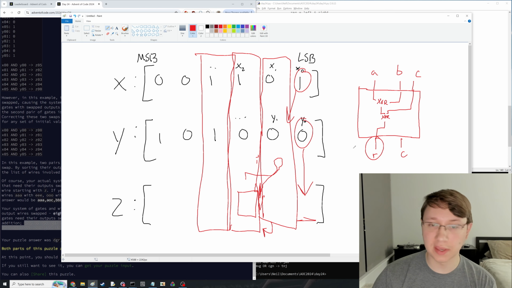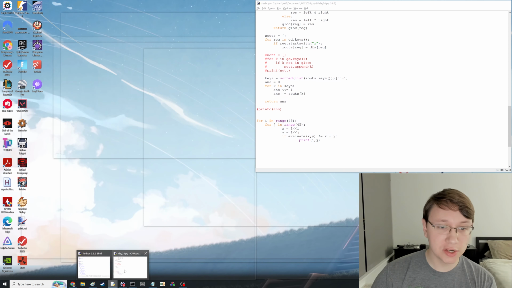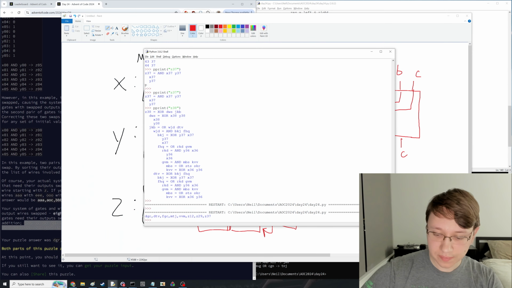And roughly the approach I took here. The first thing I wanted to figure out is which bits are actually messed up. I tried a bunch of small numbers, and it worked just fine for a bunch of small numbers.